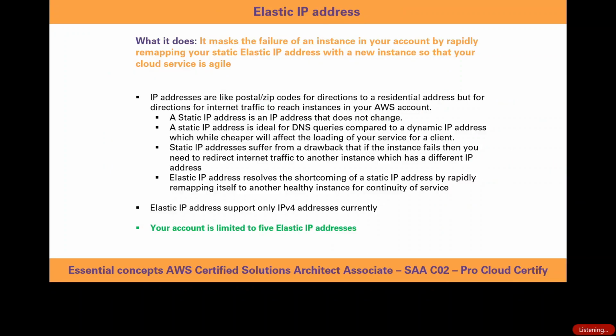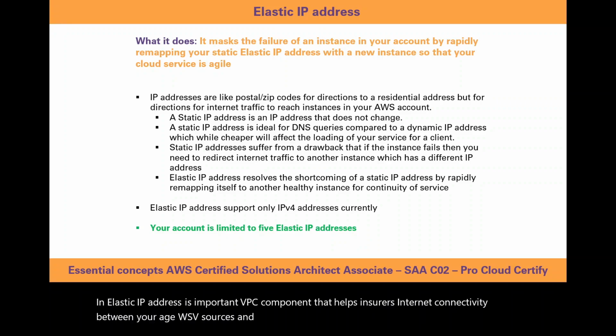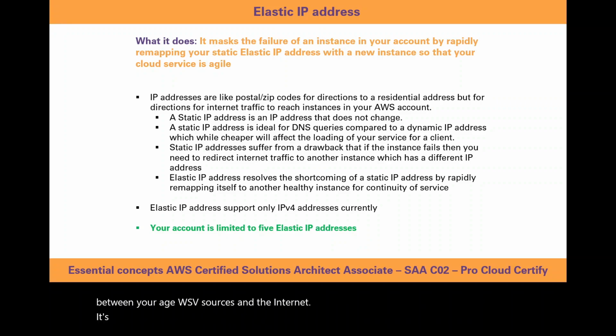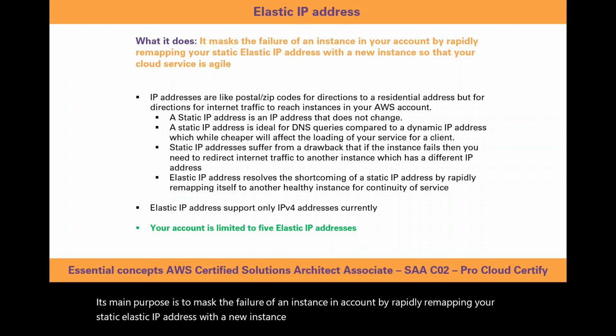An elastic IP address is an important VPC component that helps ensure internet connectivity between your AWS resources and the internet. Its main purpose is to mask the failure of an instance in your account by rapidly remapping your static elastic IP address to a new instance so that your cloud service is agile.